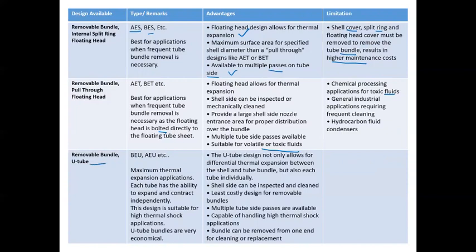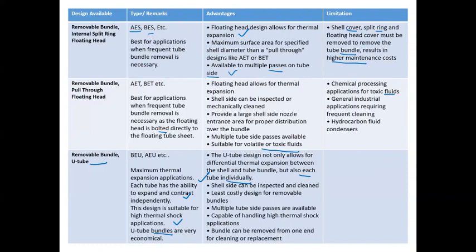Okay, for the removable bundle U-tube, this gives the maximum thermal expansion application, as each tube has the ability to expand and contract independently. Okay, this design is suitable for high thermal shock applications, and U-tube bundles are very economical. Okay, the advantages are that the U-tube design not only allows for differential thermal expansion between shell and tube bundle, but also for each tube individually, because it can be removed and the design is U-tube.